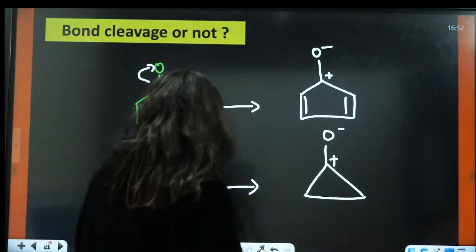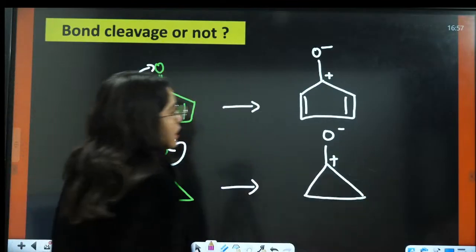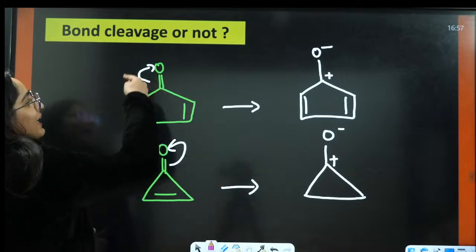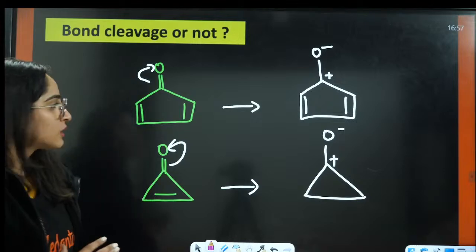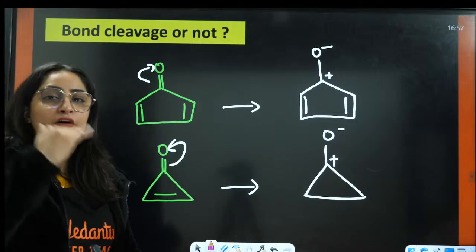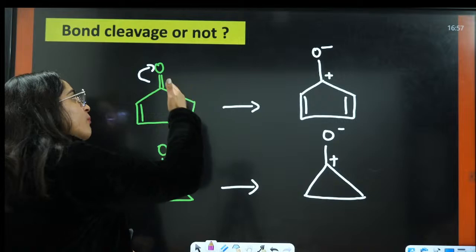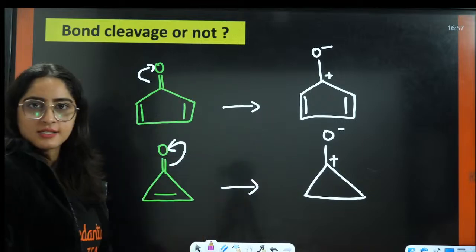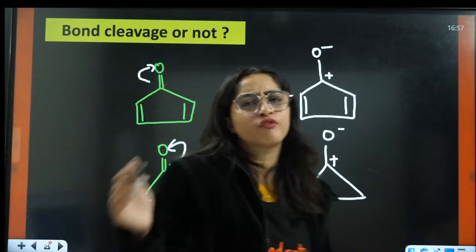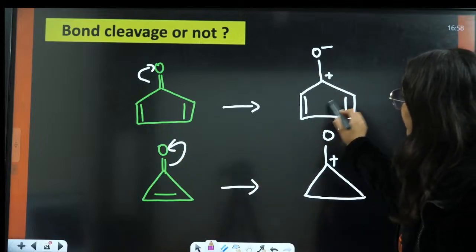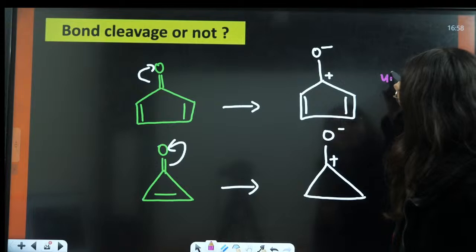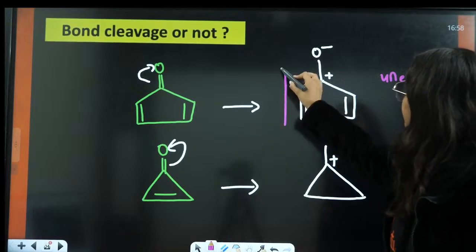Now, let us see this question. This pi electron will be shifted towards a more electronegative atom. The structure here will be like this. After the bond cleavage, the structure will be this. Now, let us calculate which of these is aromatic. So, this is 1, 2, 3, 4. This is 4 pi electrons. You just need to consider this thing.